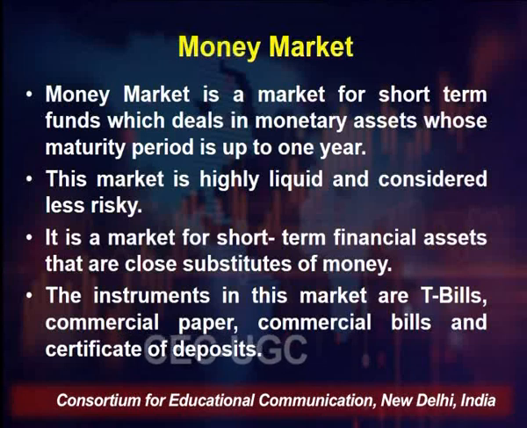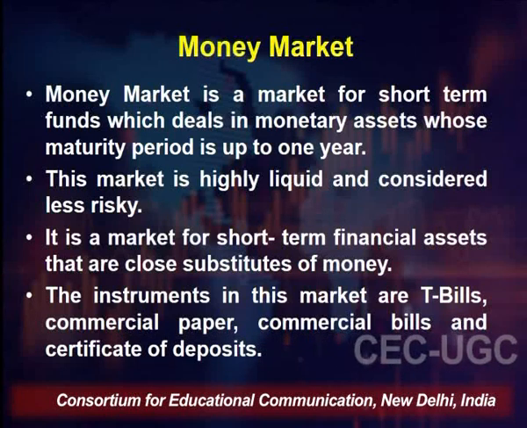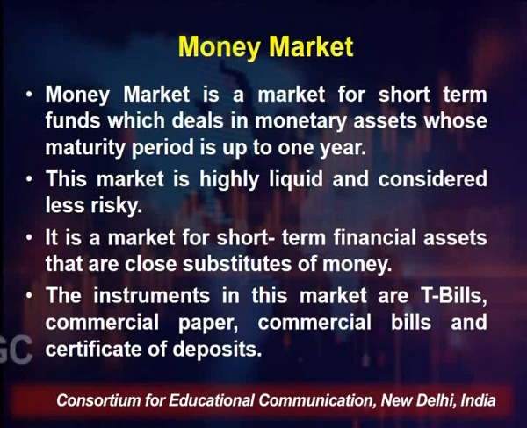Broadly, financial markets can be classified in two categories: the money market and the capital market. To start with, the money market is that market where short-term money is being dealt, meaning money for a short period of time is being invested and borrowed. And the capital market is a market where long-term money is being dealt. People invest for a very long period of time, and borrowers take money for a long period of time. So this is the basic distinction between the money market and the capital market.